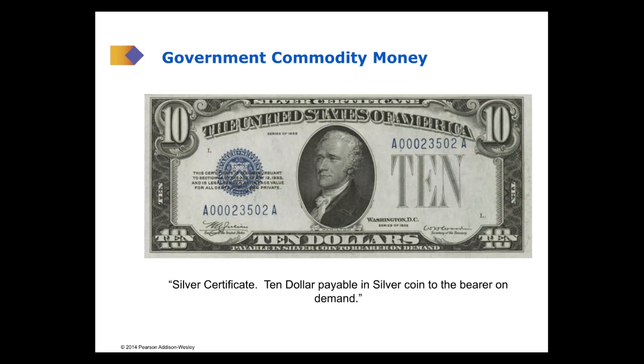Here's another example of government commodity money. Instead of being a gold certificate, this one is a silver certificate. So this is a $10 silver note payable in silver coin to the bearer on demand. So there were different types of commodity money, some backed by gold, some backed by silver. Could be platinum, could be bronze, it could be other things. It was mostly gold and silver, but it could be any commodity, really.